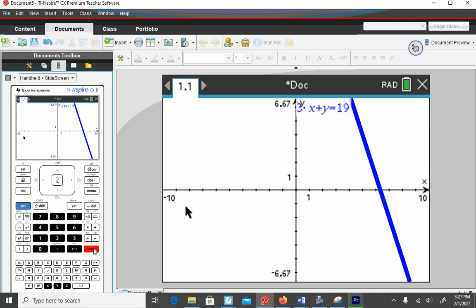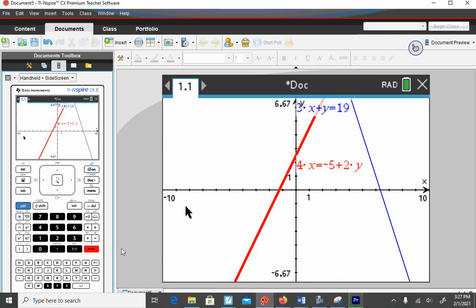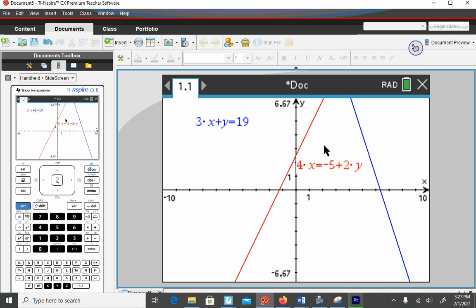And the second equation is going to be 4x. Remember, you're typing these in exactly the way you see them. Whoops, forgot to hit tab. Negative 5 plus 2y. And when I do that, I see that they intersect, but I can't really see where they intersect.